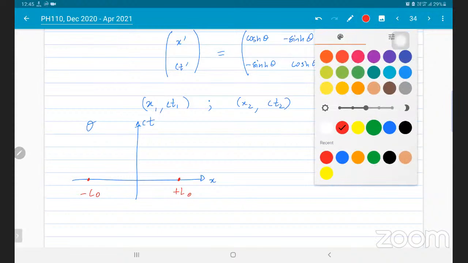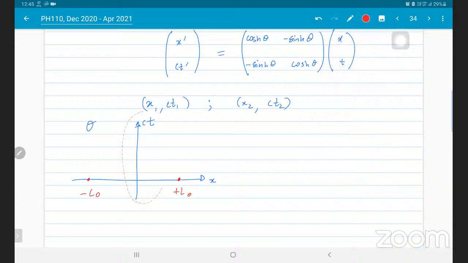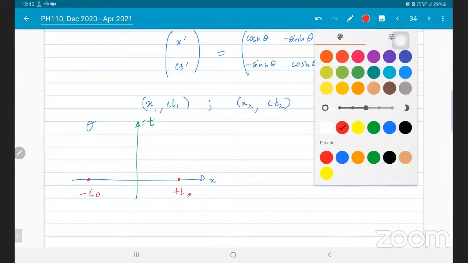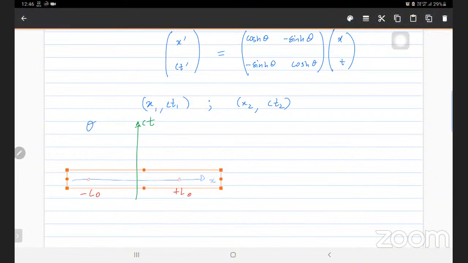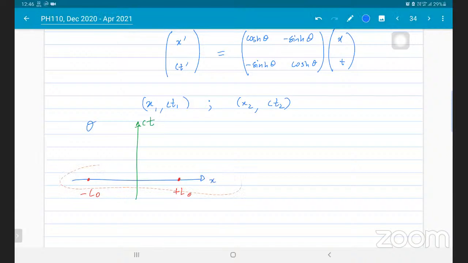So first of all, if we want to ask, let me make it green, what is the surface of constant position? Sorry, constant time. So this is the surface of constant time. This line is the surface of constant time. It corresponds to ct prime equal to 0.